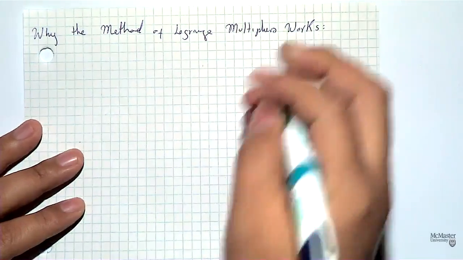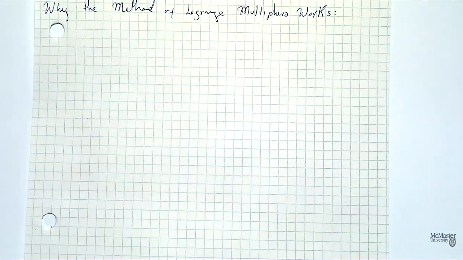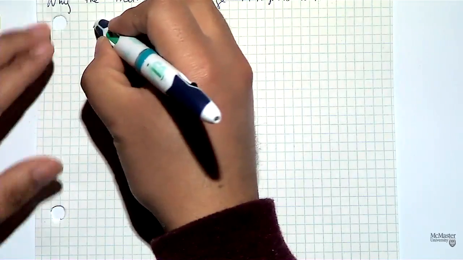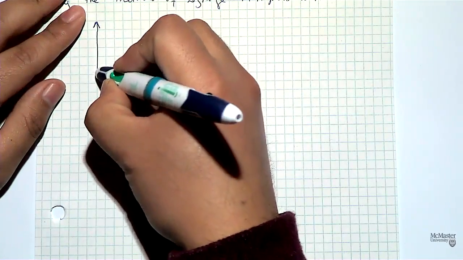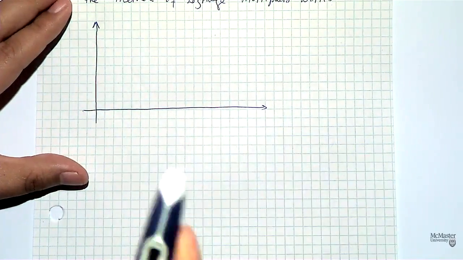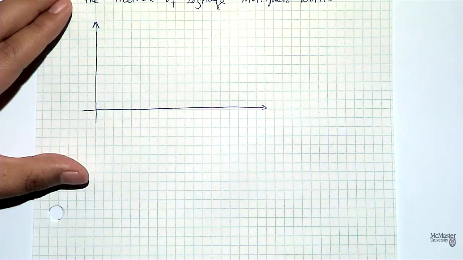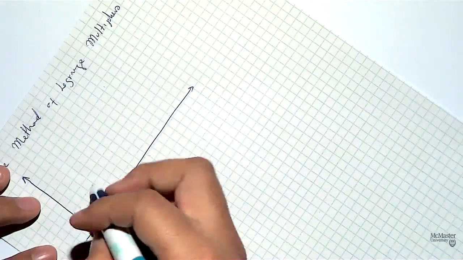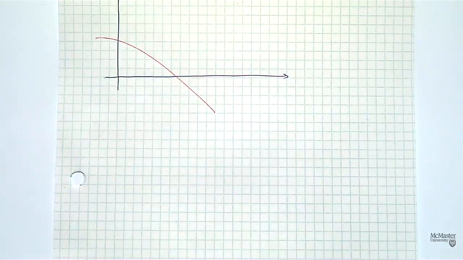So why does the method of Lagrange multipliers work? And perhaps a picture could explain it very intuitively. Let's say that I have a constraint curve, right? And then I have a function to be optimized.